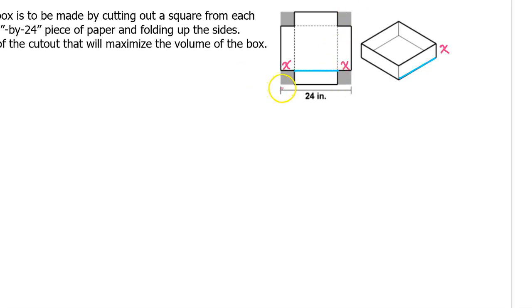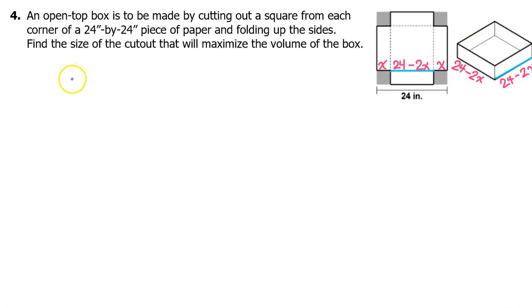Since the pre-cut paper is 24 inches wide and we are making two cuts of length x on either side, the remaining flap has a length of 24 minus 2x. It's the entire length of 24 inches minus the two cuts. And this is a square, so that length of 24 minus 2x appears on either side.